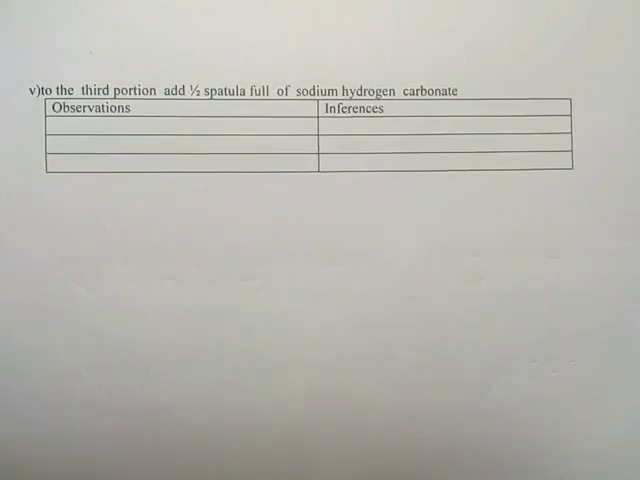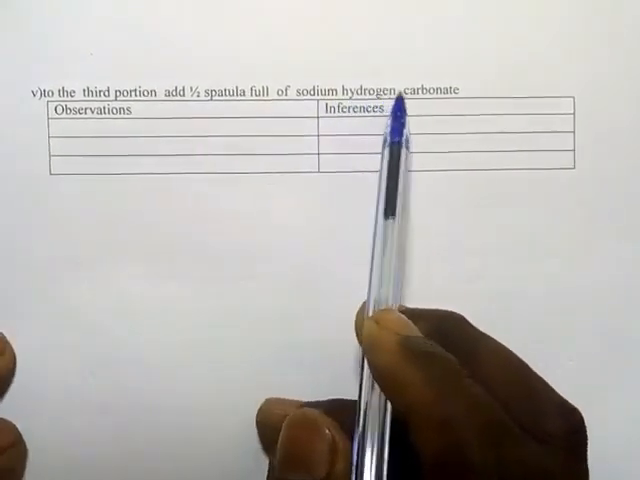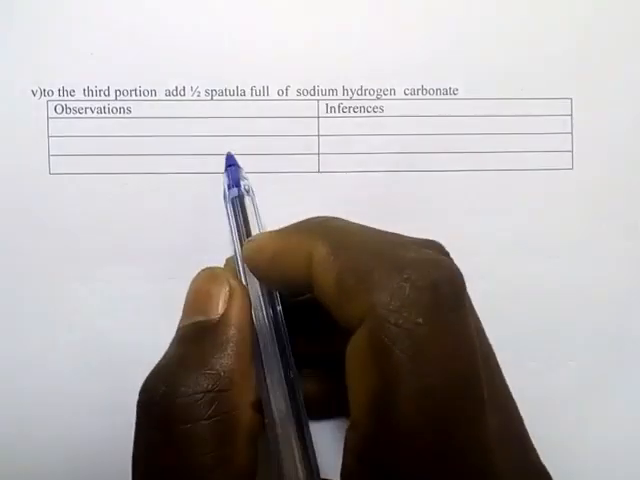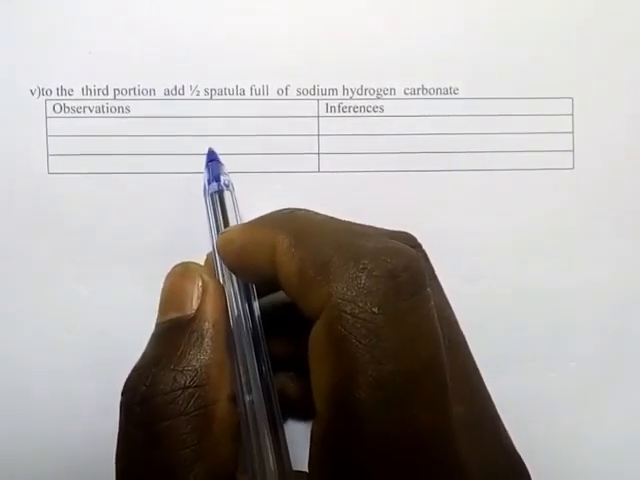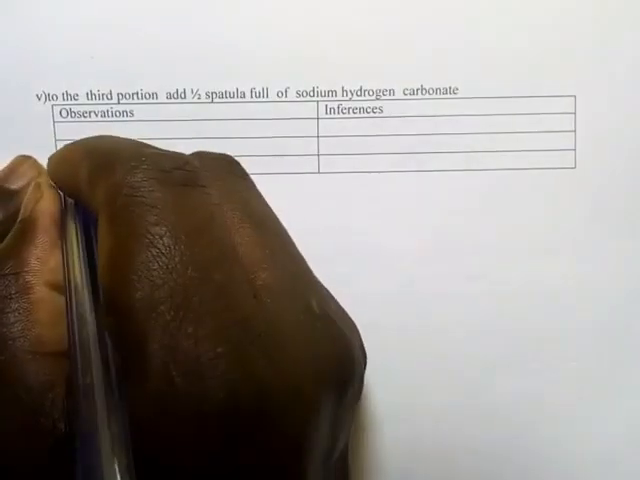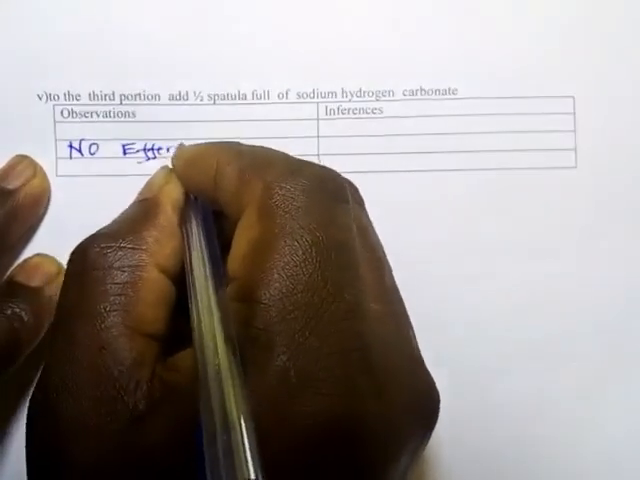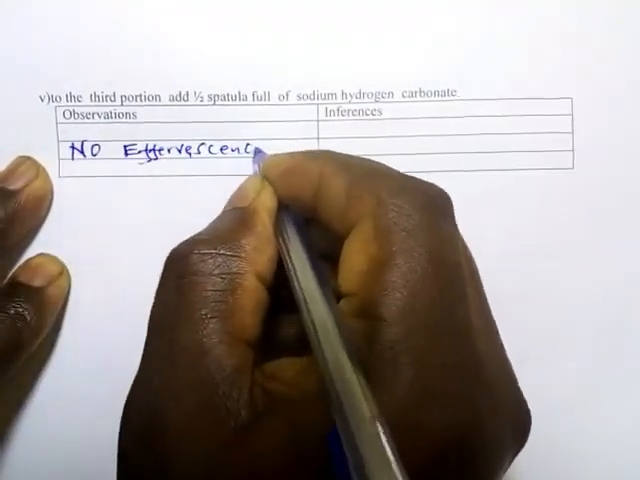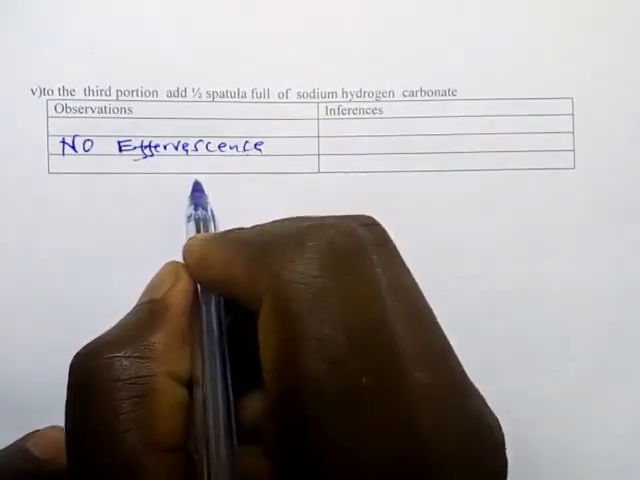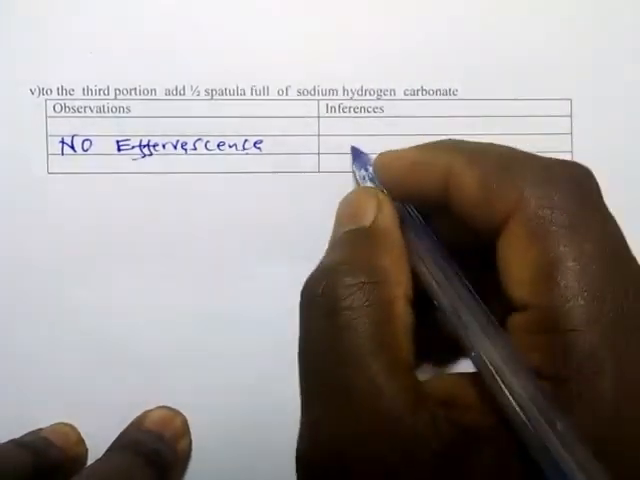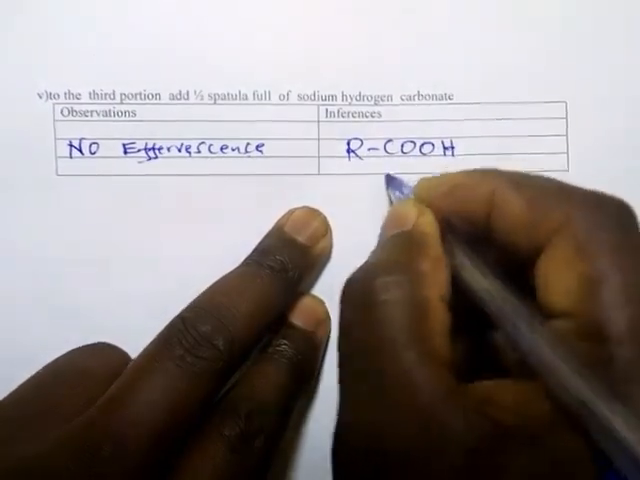Lastly, to the third portion, add a half spatula of sodium hydrogen carbonate. Then here we expect effervescence. If there is effervescence, you tell us if there is. So here, no effervescence. If there is no effervescence, it means that the organic acid is not there. So you write that the functional group of organic acid is absent.